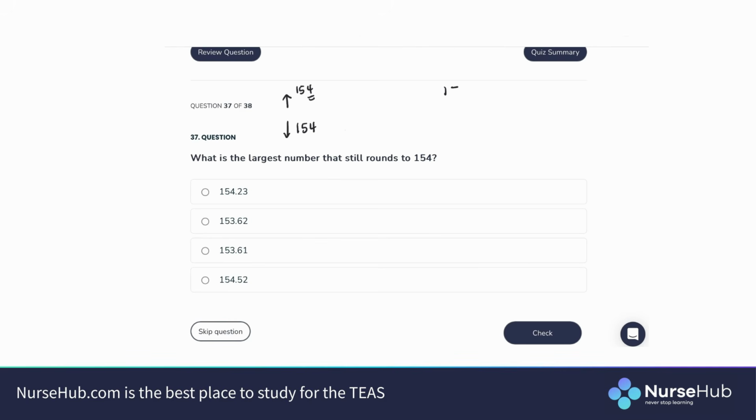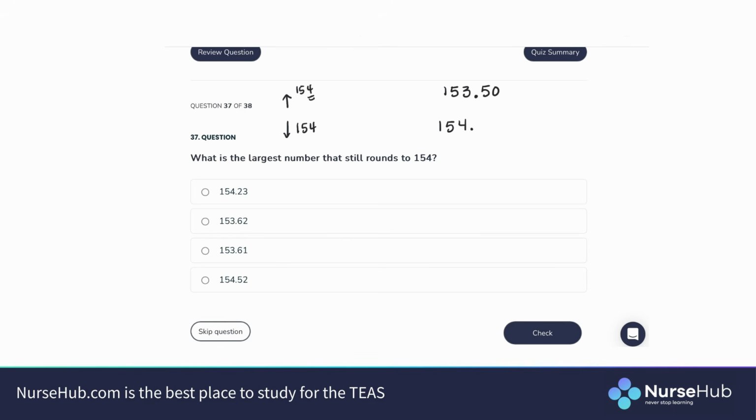which means that if the number was rounded up, it had to start at 153, followed by 5 or more rounds up. So it has to be anywhere from 153.5, because all of these numbers have 2 digits after the decimal, I'll put a 0. So that's the smallest number that still rounds up. The largest number would be 154 that stayed the same.